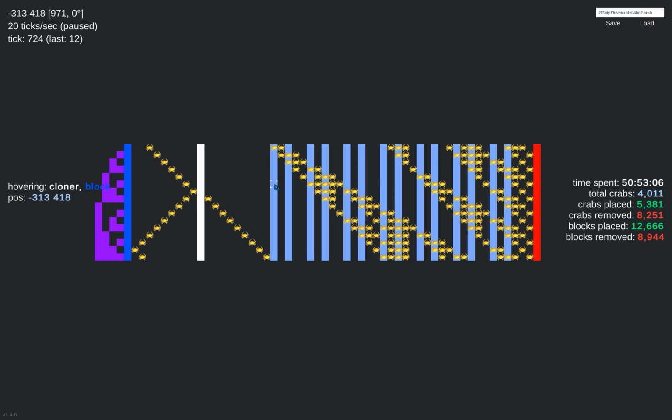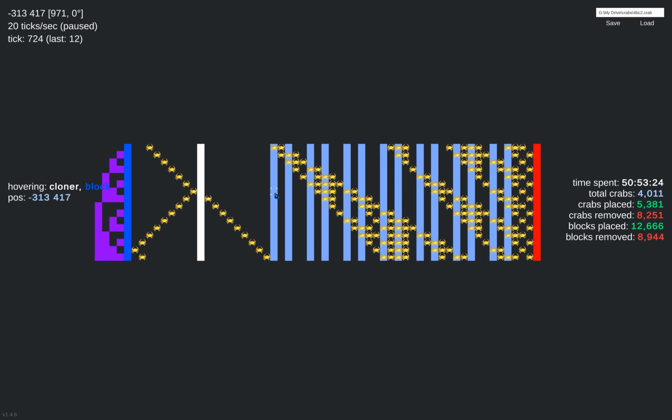In case you didn't notice, this is light blue instead of blue or white, because it's actually a combination of these 2 blocks. So whenever you make merge blocks now, the colors merge together. Isaac suggested that I should do that, so I did, and now it's much easier to see them. So this here is actually a cloner and then a block.